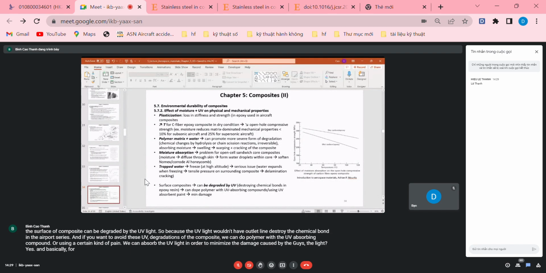For example, if you have a bowl, let's say, made of composite material, made of polymeric materials, and you expose it to sunlight after, let's say, 3 months, it becomes yellow and more brittle because the UV light breaks the covalent bonds and makes it more brittle. Yes. So in order to prevent or reduce the negative effect of UV degradation of the composite, we can dope the polymer with a UV absorbing compound or use paint to absorb the UV light to minimize the damage. Yeah.